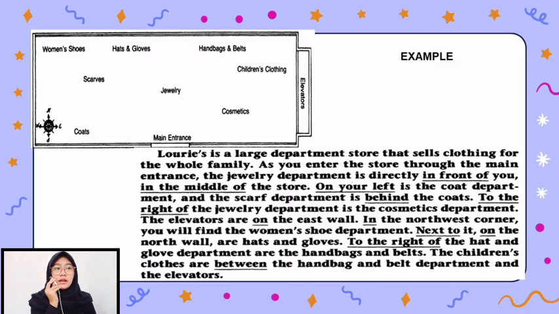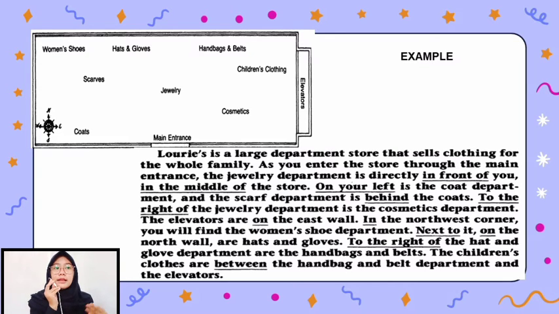Lori is in a large department store that sells clothing for the whole family. As you enter the store through the main entrance, the jewelry department is directly in front of you, in the middle of the store. On your left is the coat department, and the scarf department is behind the coats. To the right of the jewelry department is the cosmetic department.